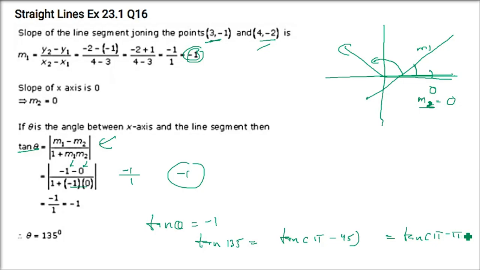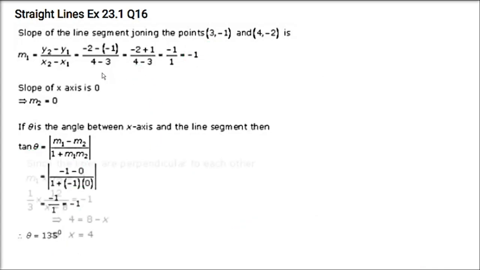So you can always write it as tan(pi minus pi by 4), and this will give you minus tan(pi by 4). tan(pi by 4) is 1, so minus 1. Okay, so minus 1 would have come when it would have been tan 45 degrees. So this is the chain. So theta is eventually 135 degrees.